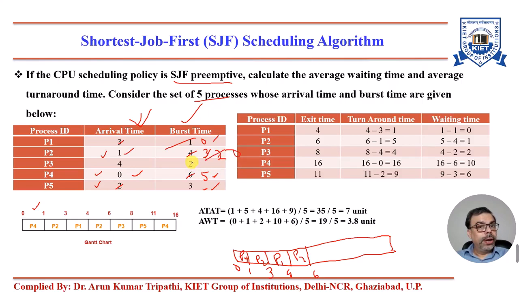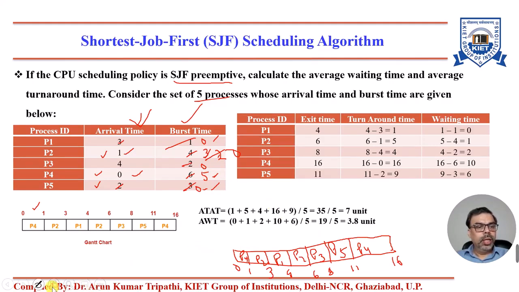Then all processes are in the ready queue. So the next shortest process is P3. So P3 will execute for 2 milliseconds or 2 units of time. Now it will be 0. Now it is 3, so P5 will execute for 3. That means 11. And now it is also 0. Now the only remaining process in the ready queue is P4. So P4 will execute for 5 units of time. So it will be 16.